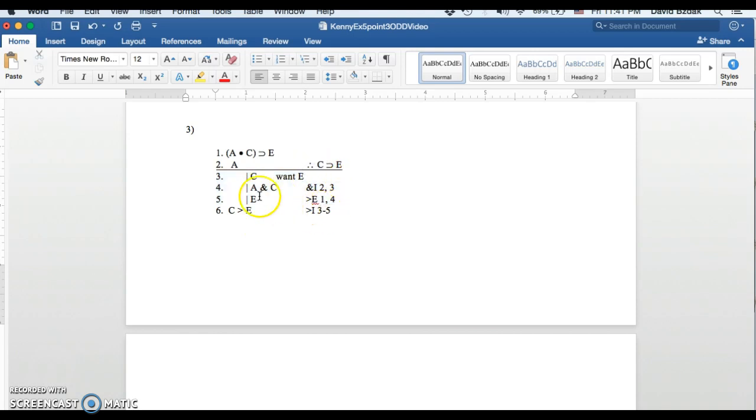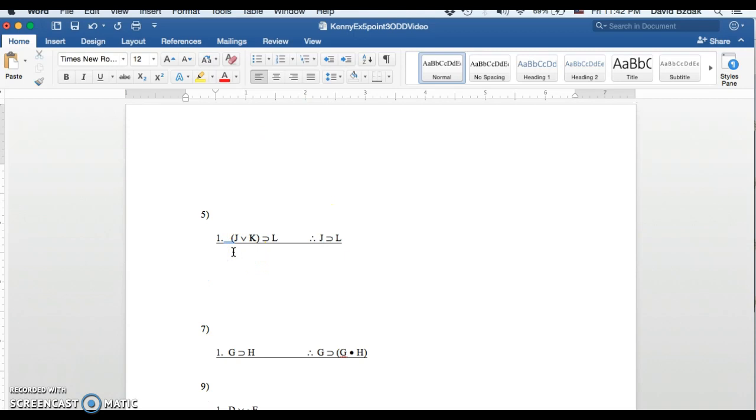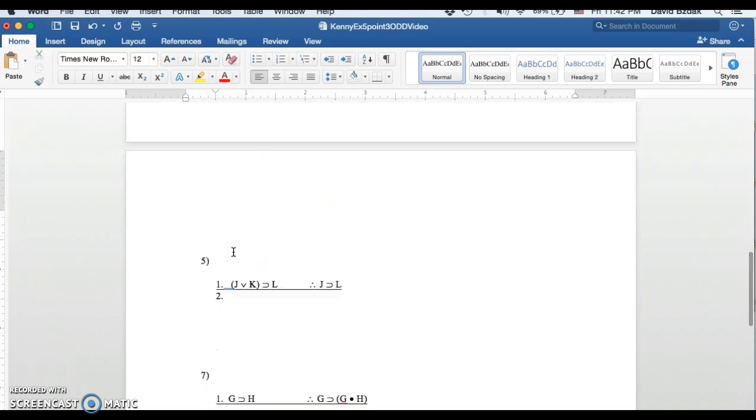So the first number is where your assumptions start, where you started the subderivation with an assumption. The last number is where you ended the subderivation by getting whatever it is you wanted. And again, it was the whole thing, so you write 3 through 5, not just 3 comma 5. Okay, number 5.